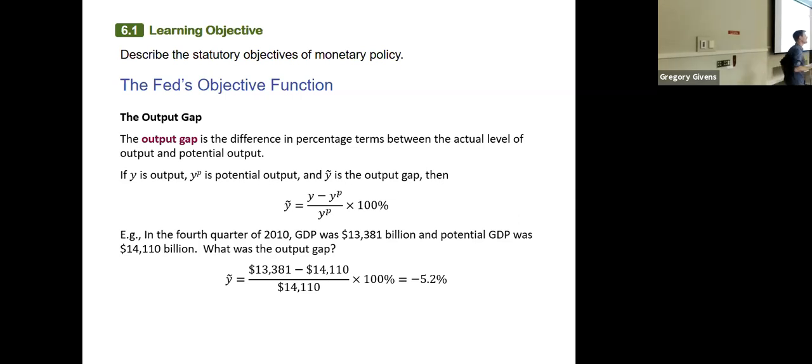That it's a negative number tells us what? That actual output is below potential, right? Now, what type of monetary policy could the Fed pursue to try to close that output gap? An expansionary policy or a contractionary policy? Michael? An expansionary policy to try to stimulate growth and lift output up closer to potential output, right?